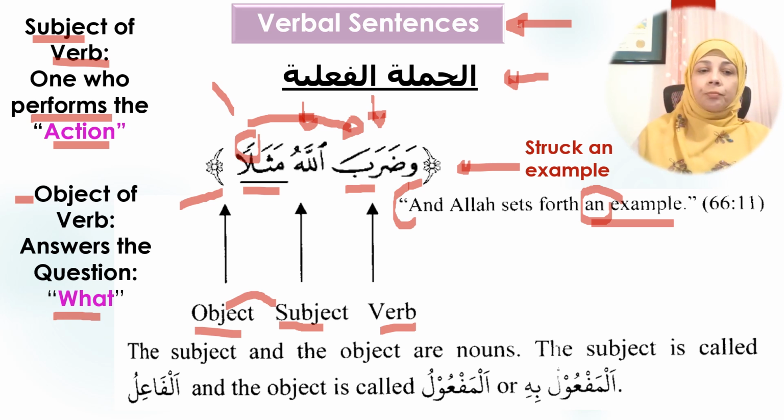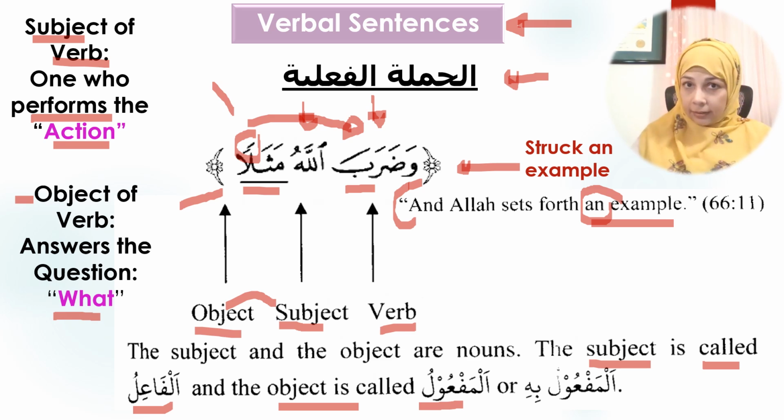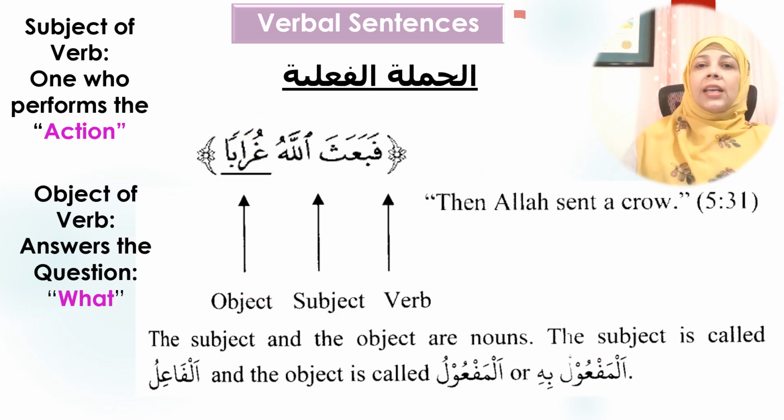Okay? So let's go over the Arabic terminology. The subject is called al-fa'il in Arabic, and the object is called al-maf'ul, or you can also say al-maf'ulu bihi. Now let's take a look at another verbal sentence, which is al-jumlatul fi'liyatu in Arabic. So we are taking a look at this verse.